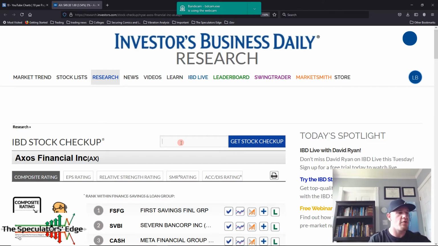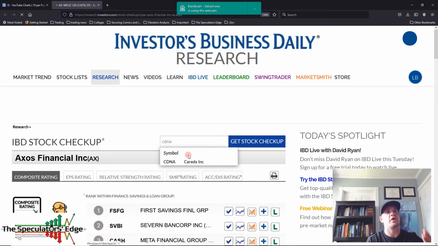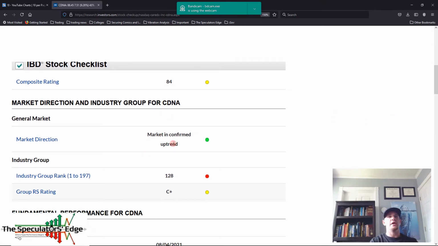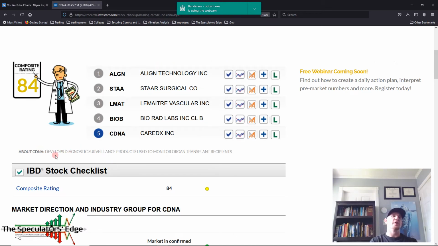So let's go over CDNA. Let's see what the fundamentals are on this stock here. So we got a composite rating of 84. It is number 5 within its industry. The industry group rank isn't so great. It's at 128, which is not so great. But the group relative strength rating is a C+, which is not bad. But so let's see this company here, CareDx, develops diagnostic surveillance products used to monitor organ transplant recipients.